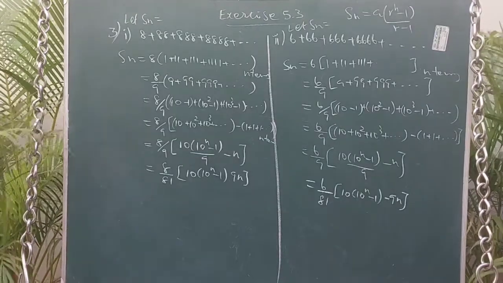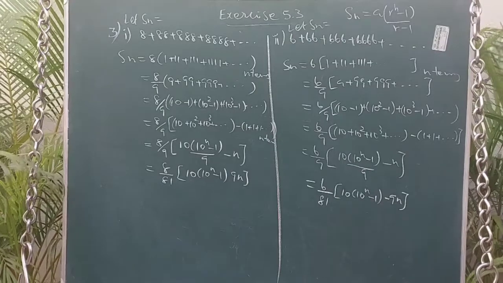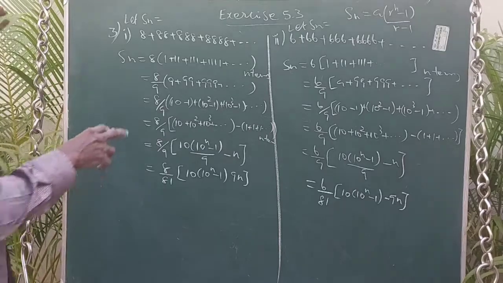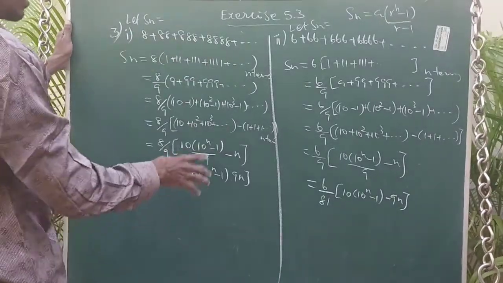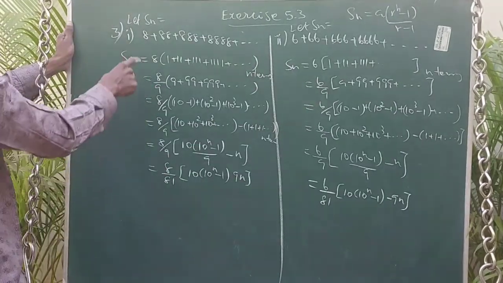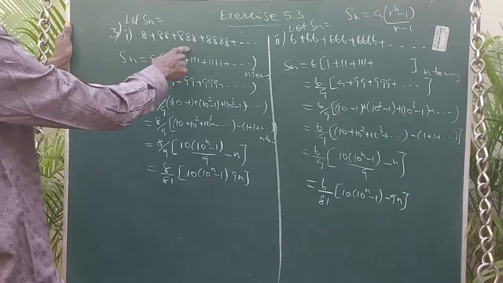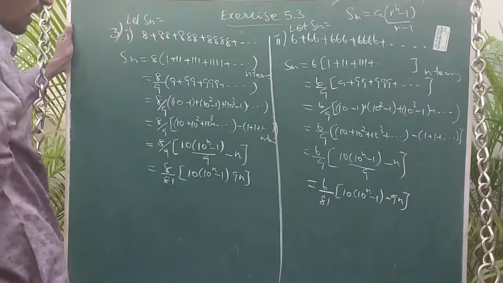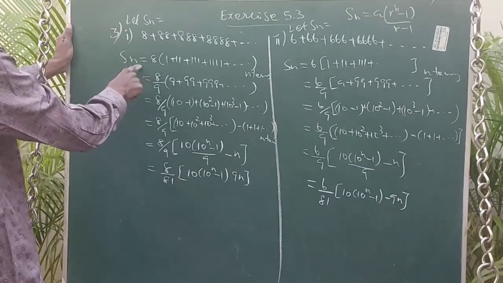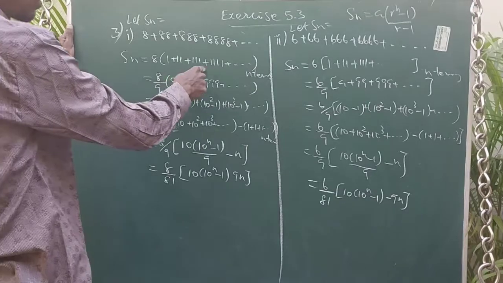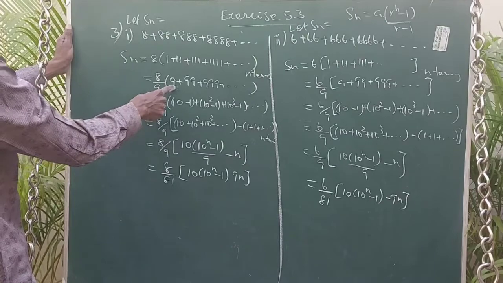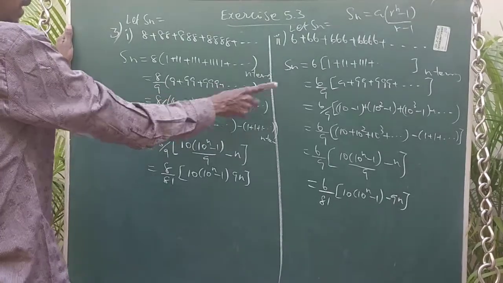My dear student, question number 3 in exercise 5.3. The question is, compute the sum of the first n terms of the following series. There are two subdivisions, subdivision 1 and 2. If we solve the first one, the second one is easy, it is similar to that one. Look here, first subdivision: 8 plus 88 plus 888 plus, it is going like that. Let me take the given one as Sn. So Sn, take 8 in common, remaining 1 plus 11 plus 111 plus etc. Multiply and divide by 9, we are getting 8 by 9 into 9 plus 99 plus 999 plus etc.